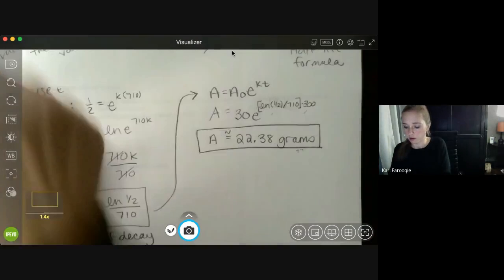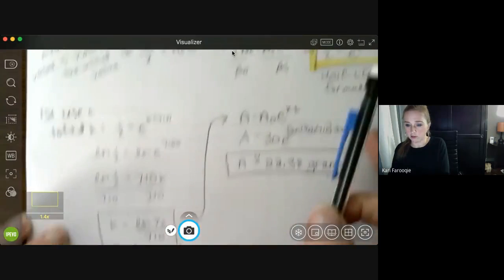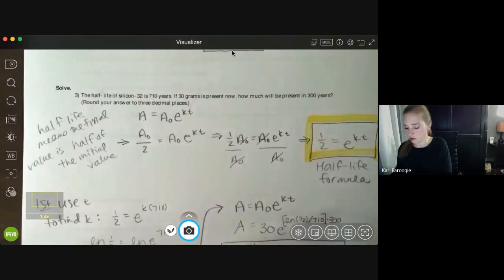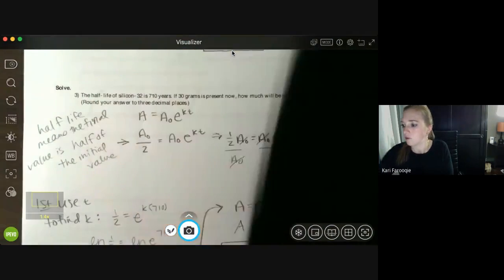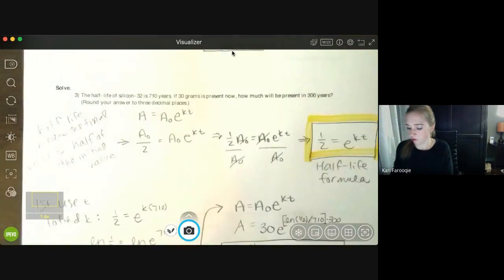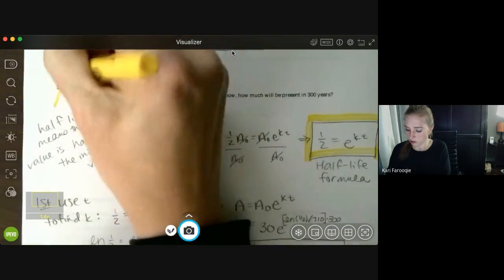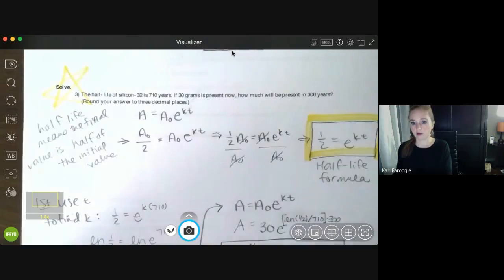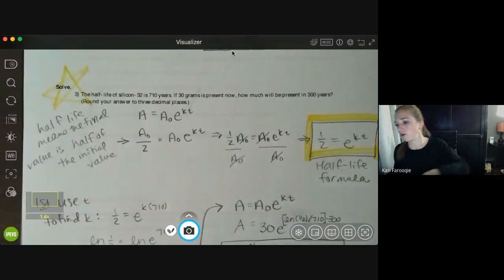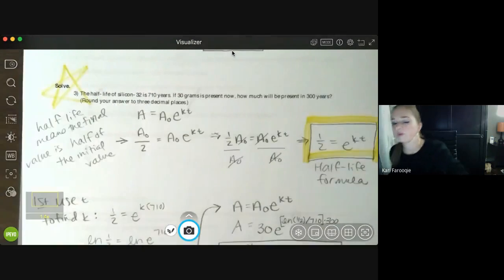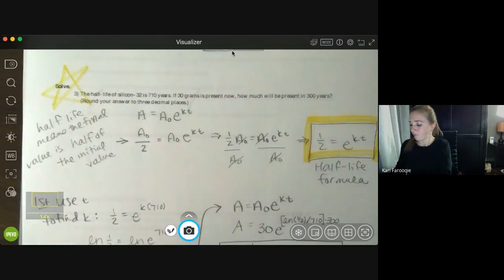This is a good one if you're needing to make it more vibrant in your notes. Feel free to call it out with a big star so that you can find it easily when you're taking your test or when you're working on your homework and practicing for your test. Okay.